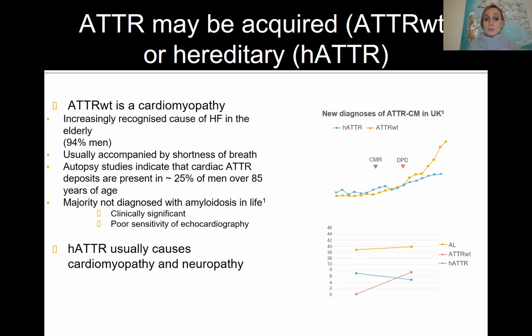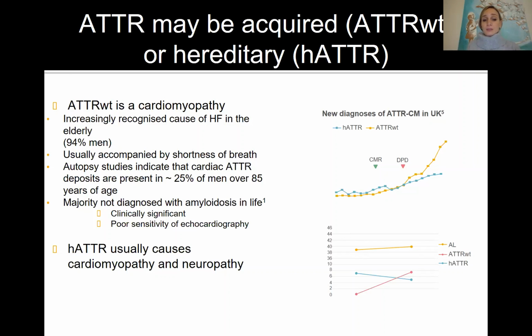The presentation is usually shortness of breath, and in autopsy studies, roughly 25% of men over the age of 85 have amyloid deposits. So the expectation is that in the next few years, there will be an exponential increase in the diagnosis of this disease. The other main type of transthyretin amyloidosis is called hereditary ATTR amyloidosis, and the amyloidosis is hereditary when the TTR gene presents a genotypic variant.